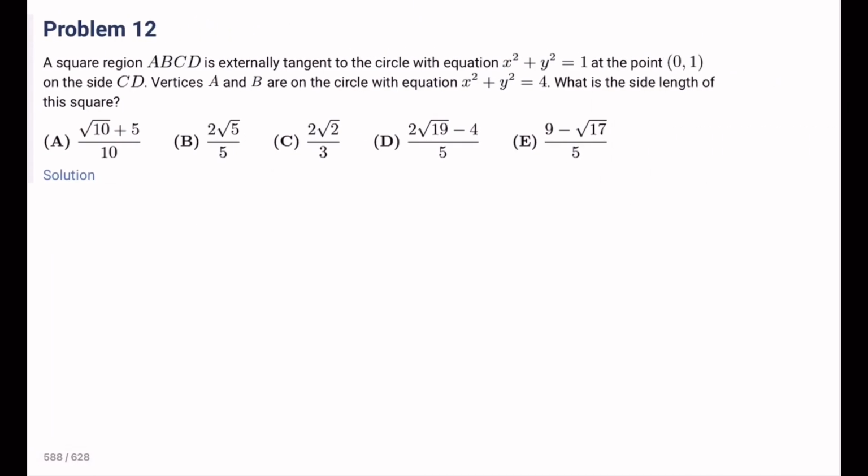Number 12, a square region ABCD is externally tangent to the circle with equation x squared plus y squared equals 1 at the point 0, 1 on the side CD. Vertices A and B are on the circle with equation x squared plus y squared equals 4. What is the side length of this square?